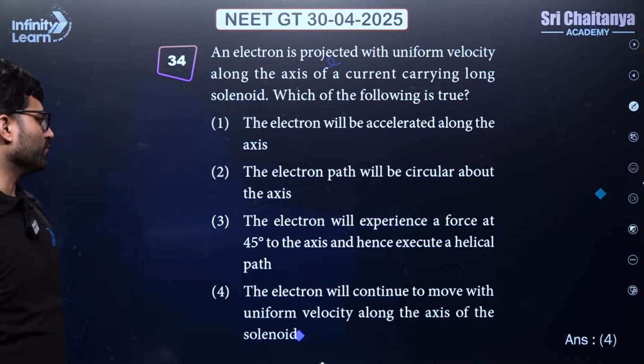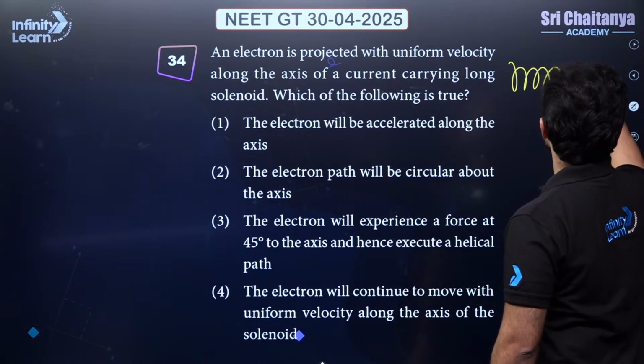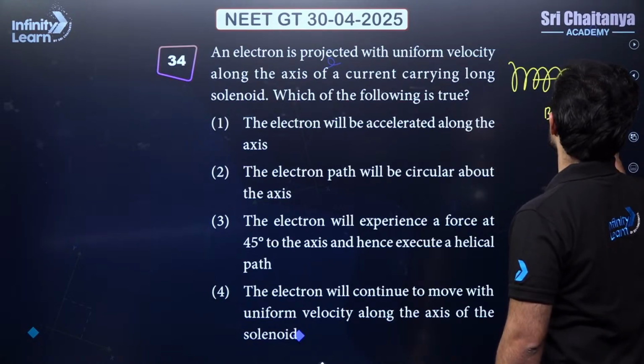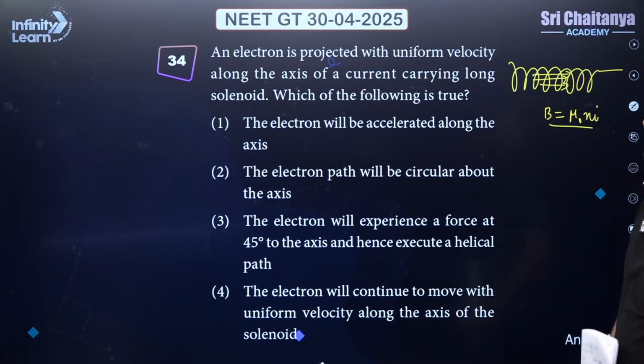Let's move ahead. An electron is projected with uniform velocity along the axis of a current carrying long solenoid. Which of the following is true? So we have a long solenoid here. You remember that for a long solenoid, the magnetic field inside is constant, and that is given by mu naught Ni, if you remember, right? So that is a uniform magnetic field which we have.